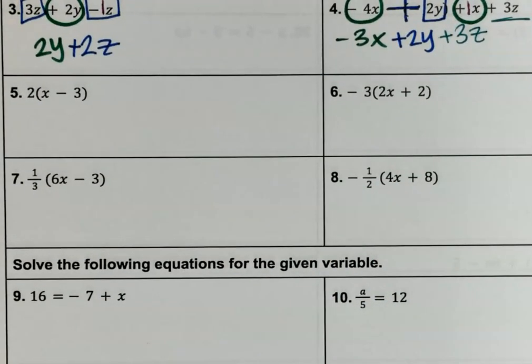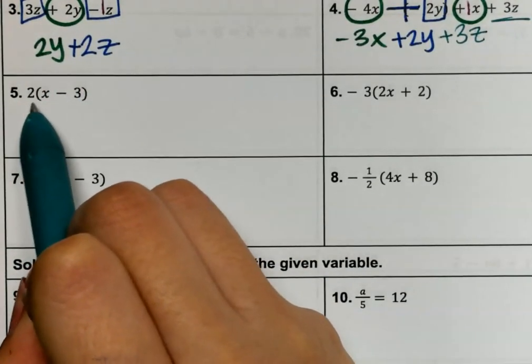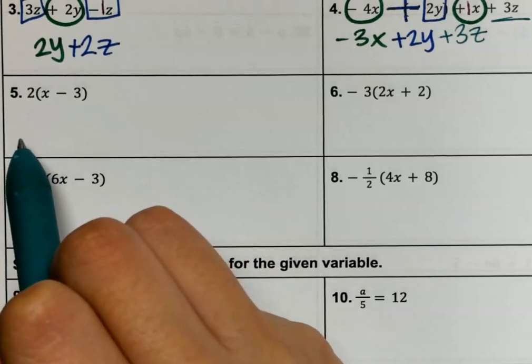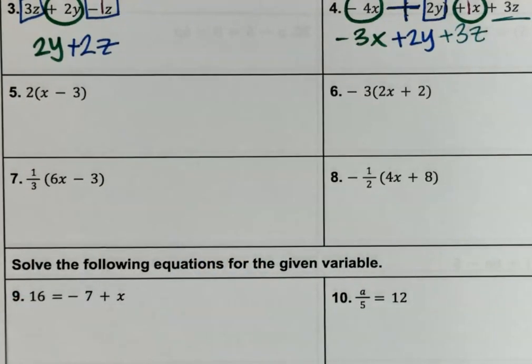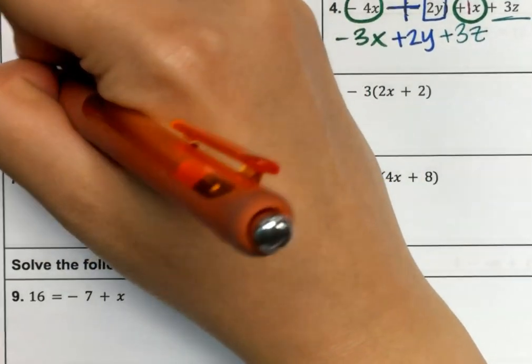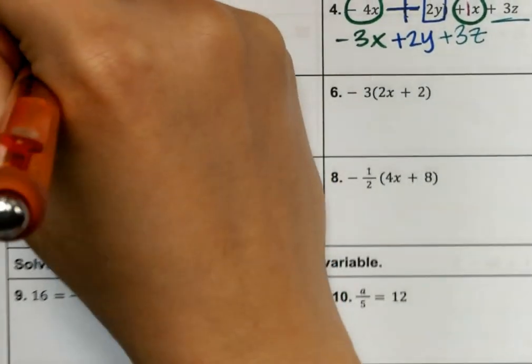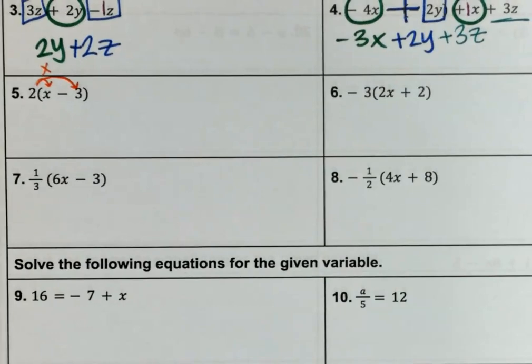For number 5, 6, 7, and 8, these are distribution problems. You know you can distribute when you see parentheses and a number touching it without a plus after the number or a minus. Distribution is just fancy multiplication. So your first step, always when you're distributing, is drawing your double arrows. These arrows mean to multiply.